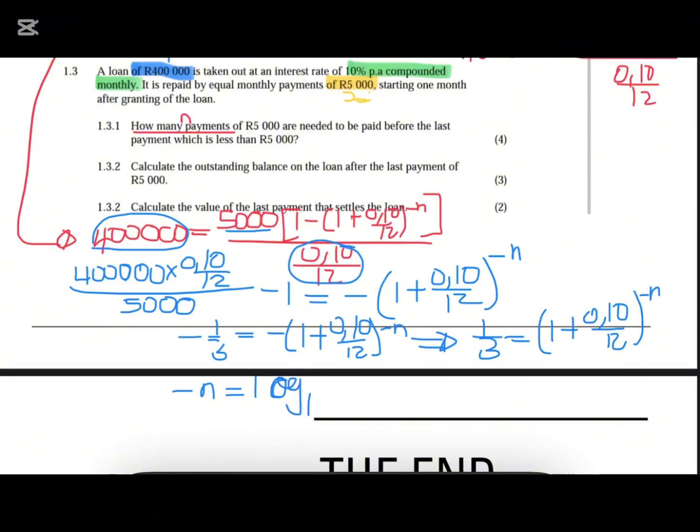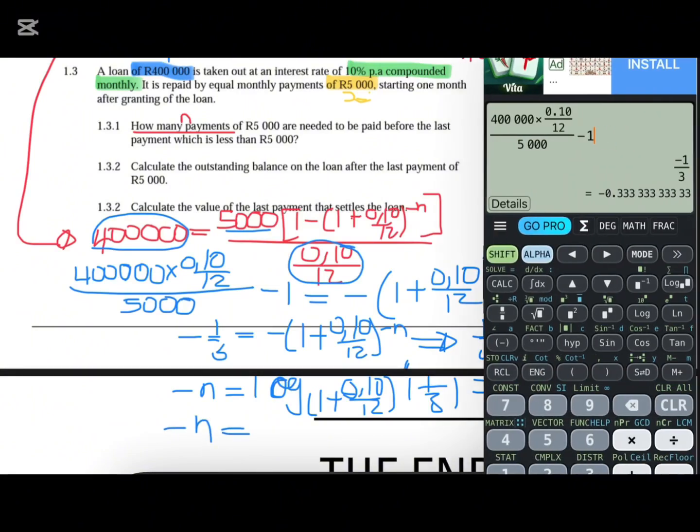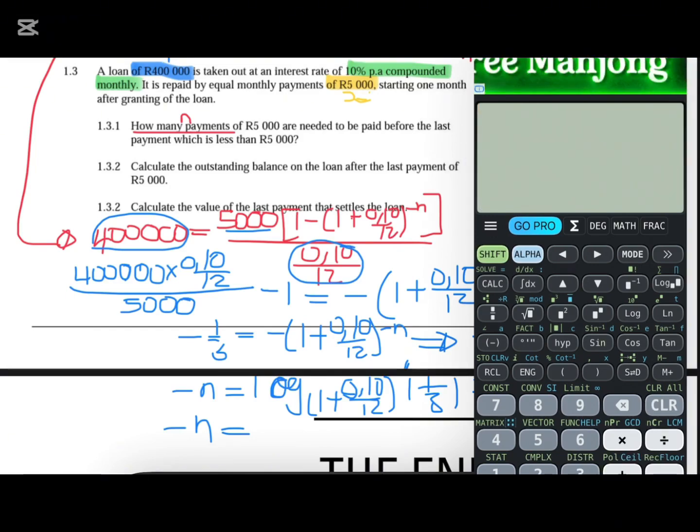Negative n will be equal to log, with base 1 plus 0.10 divided by 12, of 1/3. Then you'll press your calculator from there. Then your negative n will be equal to log into 1 plus 0.10 divided by 12.